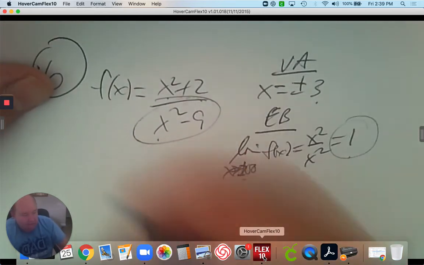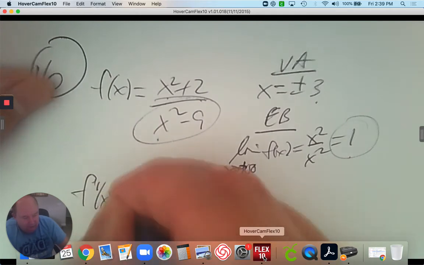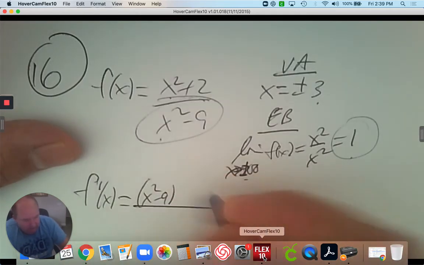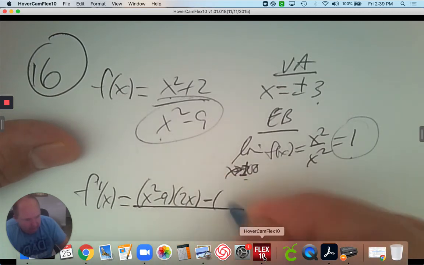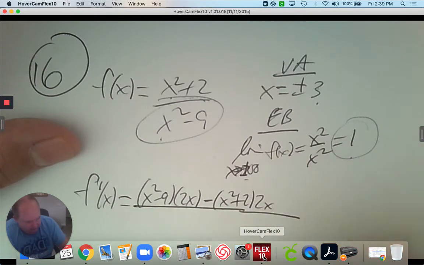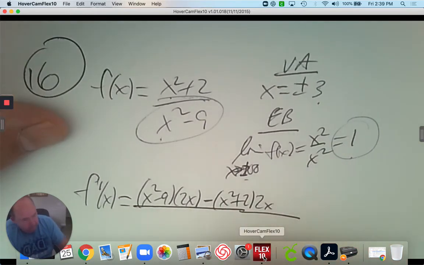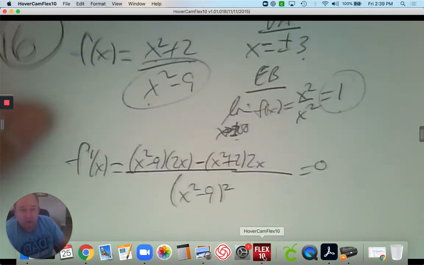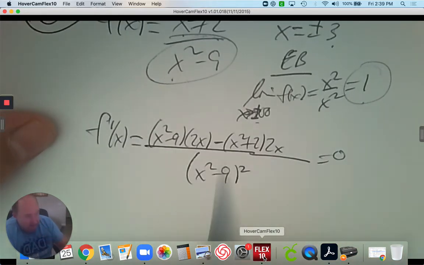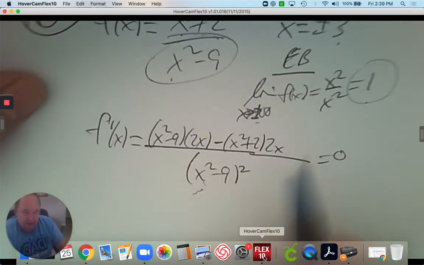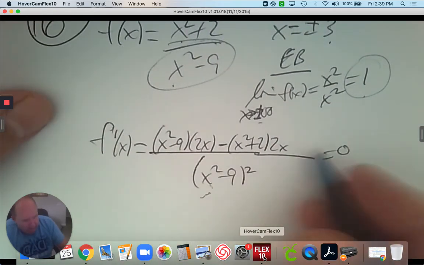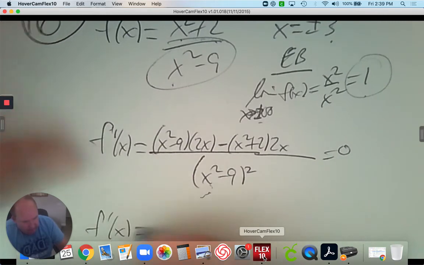And then to find the extrema, I take the derivative. So that's going to be the bottom times the derivative of the top minus the top times the derivative of the bottom, all over the bottom squared, set equal to 0. So I know positive and negative 3 are on my number line, but they are not points. So how can I do this a little bit better? I'm going to show you a little trick here.